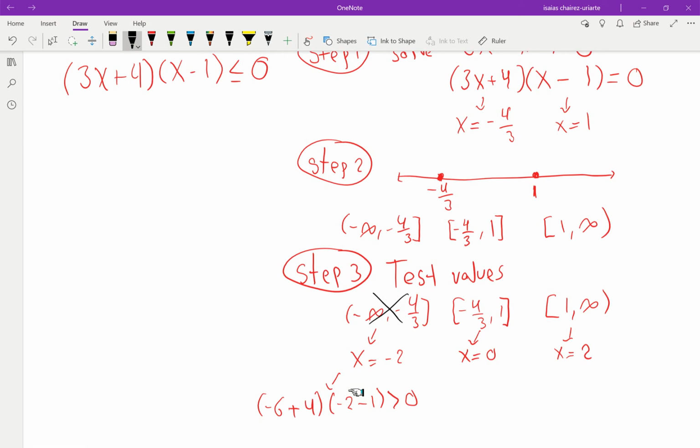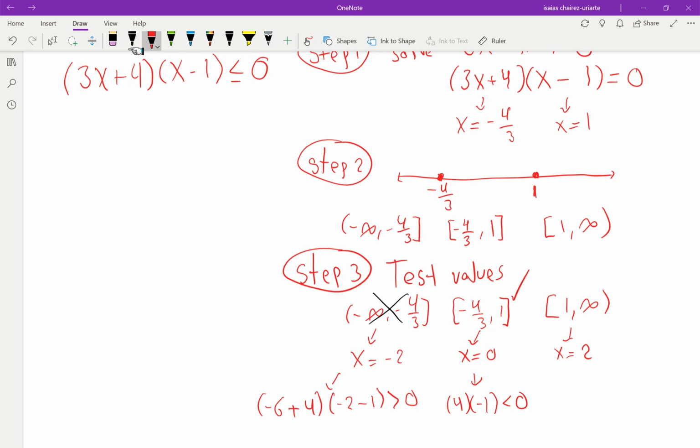So it seems to me that this interval is no good. Okay, let me think about 0 here. If I plug in 0 into this inequality up here, that's just going to become 4 right there, and this is going to become negative 1. So 4 times negative 1, and that's definitely less than 0. So this looks like a good interval so far to me.